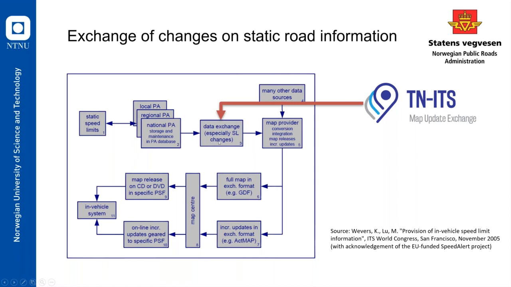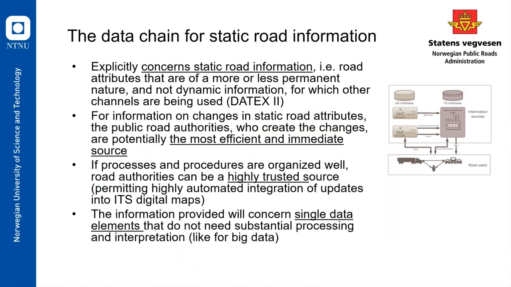The data chain we're talking about here, I'm not going to read all of this information. You can look at it later, but it's about the static road information that we're talking about here. That means it's not static in the way that it will always be there, but it's kind of static, like a speed limit isn't changed every hour. The information from the authorities should be the most trusted source. It is the authoritative source and should be the source used in ITS systems.